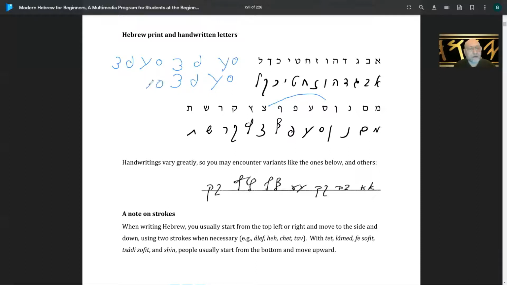Samik, ayin, fe, zadik. Samik, ayin, fe, zadik. Okay. All right. If we don't get it this time, we'll go back and hit it again. Samik, ayin, fe, zadik.